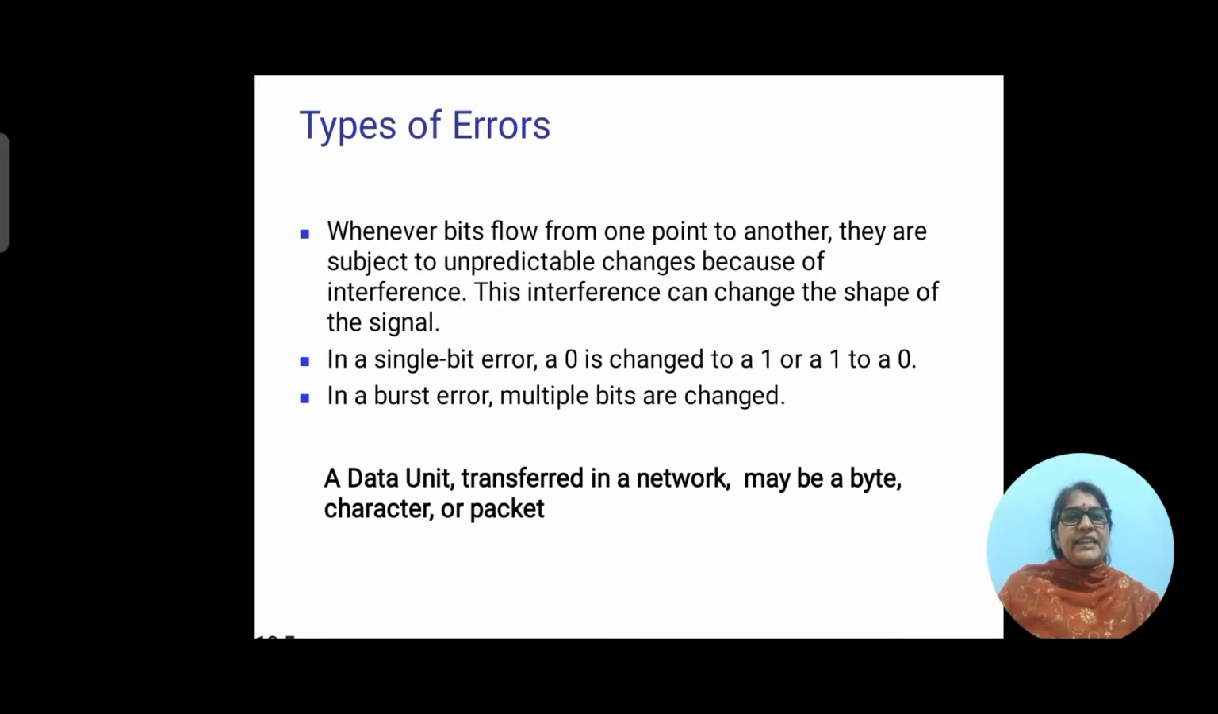Let's repeat once again. Basically, we have two types of errors. One is bit error and another one is burst error. Whenever bits flow from one point to another, they are subjected to unpredictable changes because of interference. The interference can change the shape of the signal. In a single bit error, a 0 is changed to 1 or 1 is changed to 0. In burst error, multiple bits are changed.